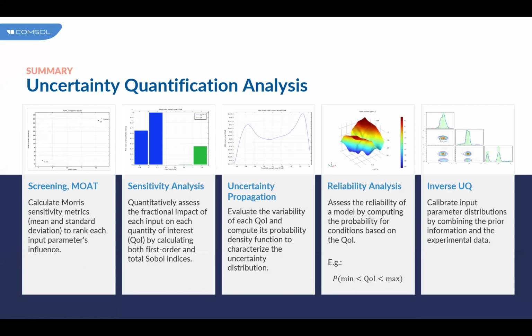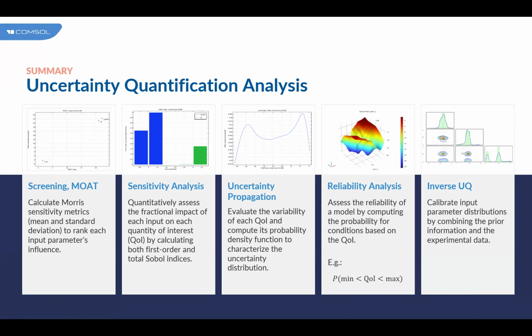There were a series of analyses, and you might have felt overwhelmed or at least overloaded with new information. So let me summarize it. Uncertainty quantification is essential for understanding how variations in input parameters impact performance. This process includes several key steps. Screening uses Morris sensitivity metrics to rank input parameters by their influence. For the patch antenna, it identified the patch length and the dielectric constant as primary influencers. Sensitivity analysis quantifies the fractional impact of each parameter on the quantity of interest using first order and total Sobol indices, direct and interaction effects respectively. It confirmed screening results and showed significant interaction between parameters.